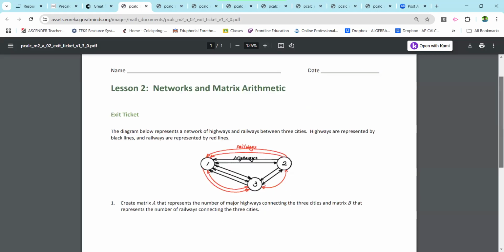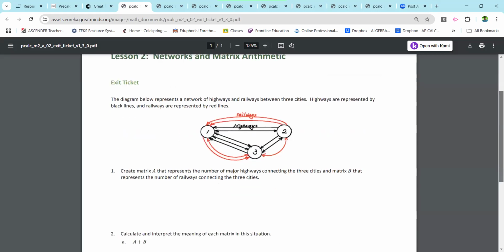So in the first three lessons, if you recall, this is when we talked about networks and mapping. So you will have to be able to produce a matrix from a given diagram or a network that you are seeing. So let's work through this. Question one says, create a matrix for major highways connecting three cities. You're going to need to know this information right here.